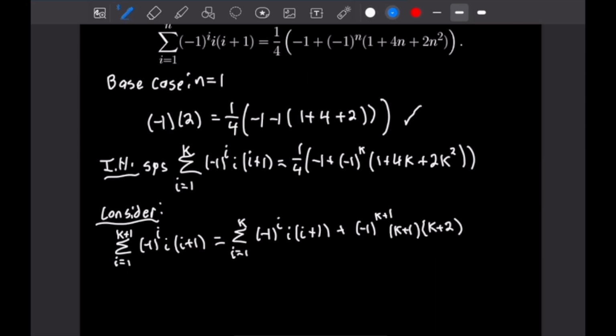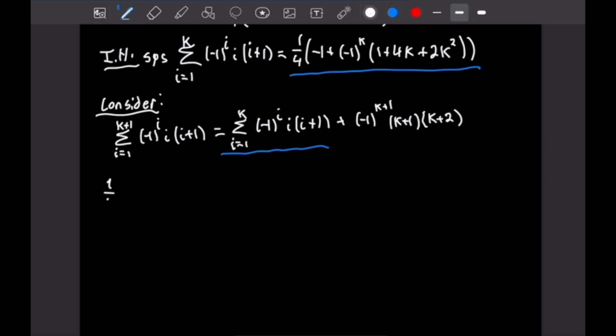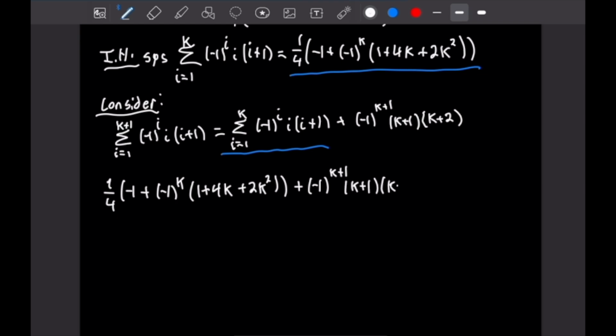Great. So from here, I want to note that we can make the following substitution. We can substitute this right-hand side of our induction hypothesis in for this first term here, and we will get the following. We will have 1/4 times negative 1 plus negative 1 to the k times 1 plus 4k plus 2k squared. And then we'll have plus the rest of what we had from our k plus first case. We'll have plus negative 1 to the k plus 1 times k plus 1 times k plus 2.